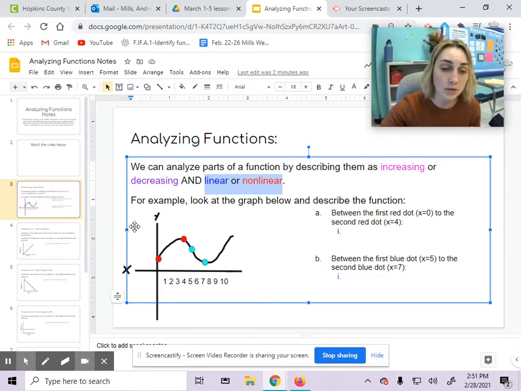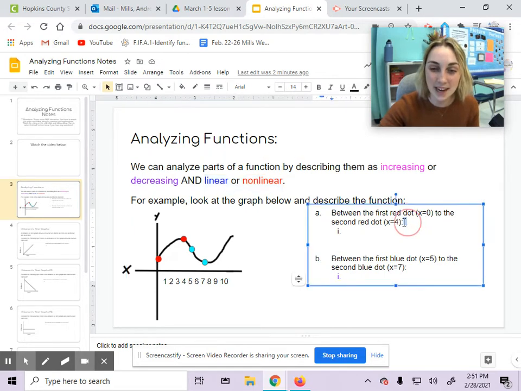So for example, if we're looking at this graph below, and yes, I did make this graph, and yes, I wish I did make it better as well, my bad, but if we're looking at this graph, let's first describe the first red dot, which is at around x equals 0, because here's our x-axis. At around x equals 0 and x equals 4, so the first red dot and the second red dot, how would we describe this? So is it going to be increasing or decreasing, and is it linear or not linear? Well, let's look at it.